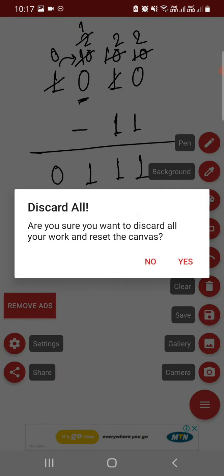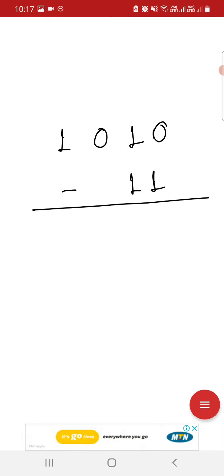So the number is 1010. You have to subtract 1 1 from that digit. As this is a 0, you need to take a borrow from that digit. Okay, so that will be 10 and that will be 0. 10 means 2. 2 minus 1, that is 1. This is also 0, that means you need to take a borrow from that digit. That is also 0, that means you need to take a borrow from that digit.